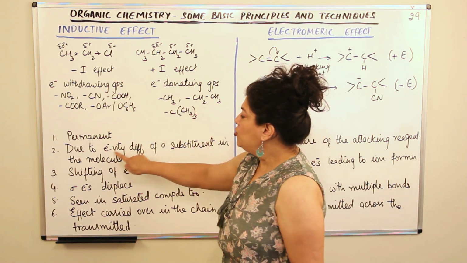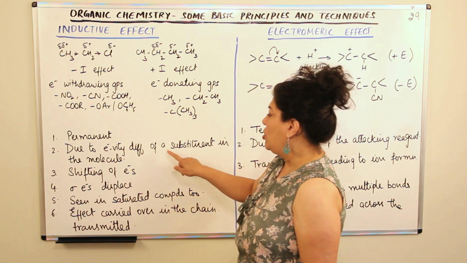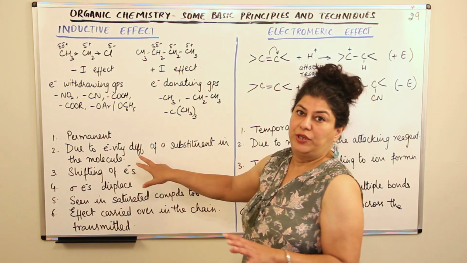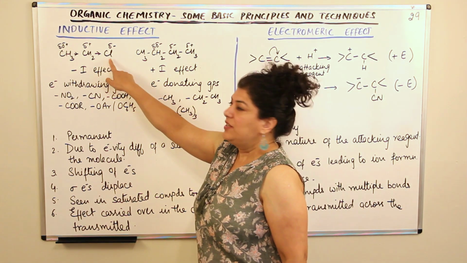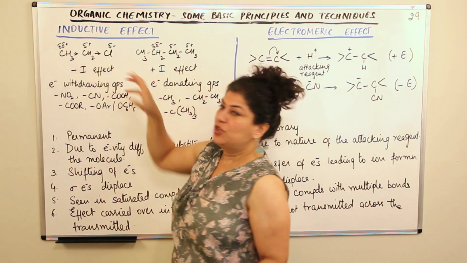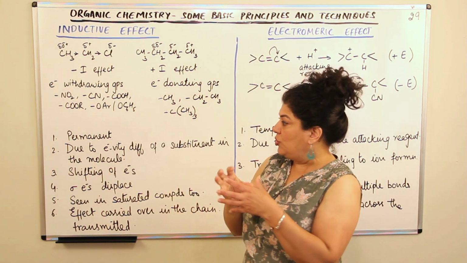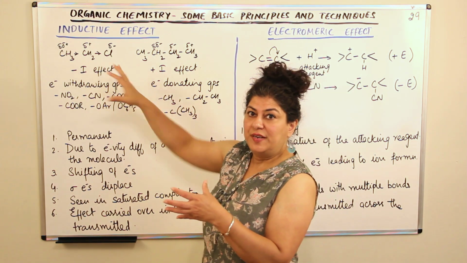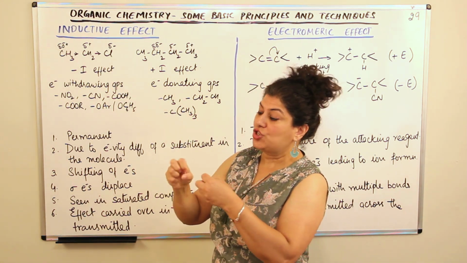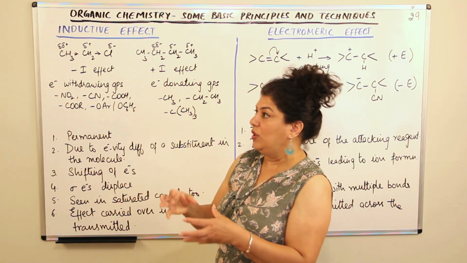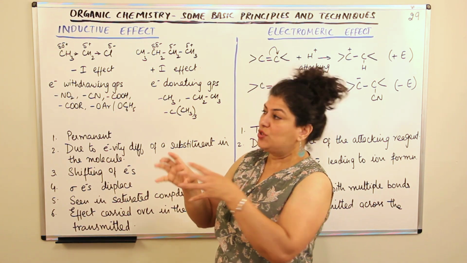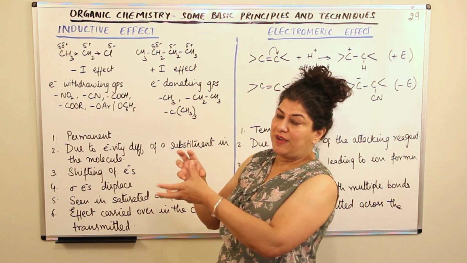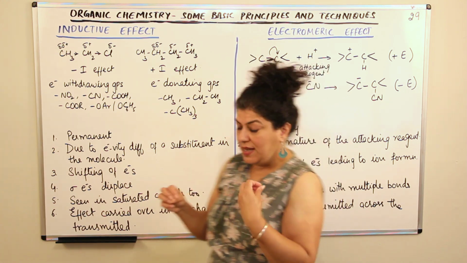This effect is due to the electronegativity difference between the carbon and a substituent in the molecule. So the cause here is electronegativity difference, which is causing polarity in the molecule. And due to electronegativity difference, the more electronegative atom is going to pull electrons towards itself.